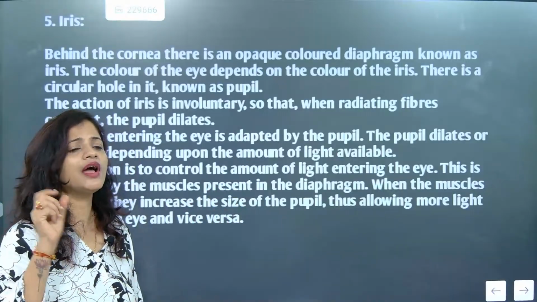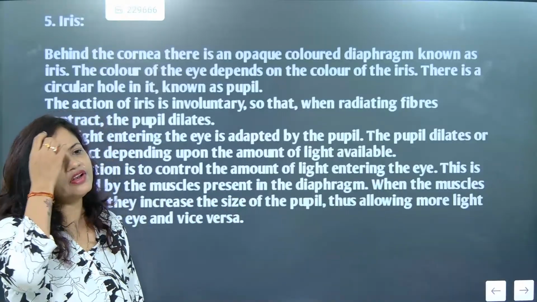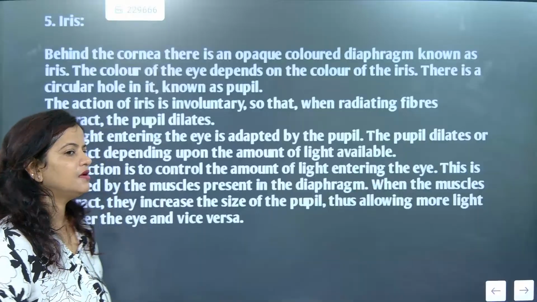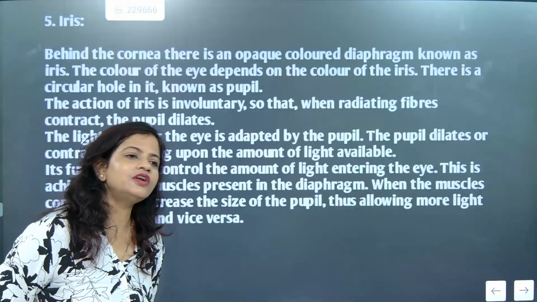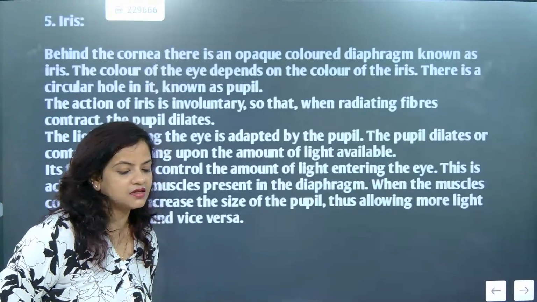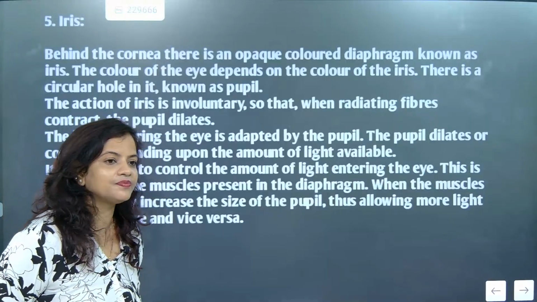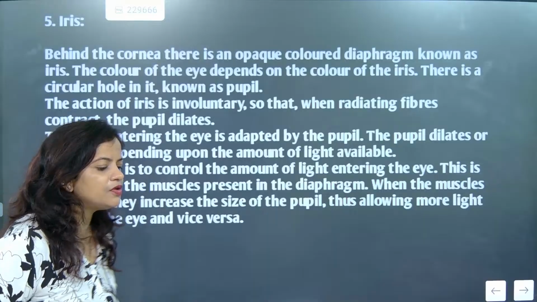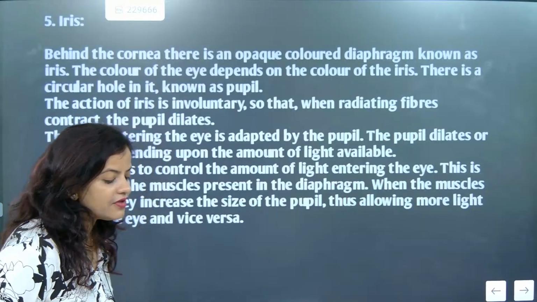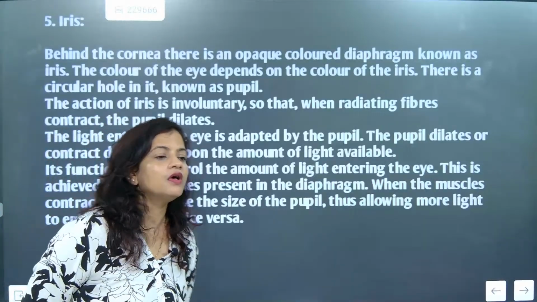So what will your iris do? Will it contract or will it relax? Jotham, will it contract or will it relax? Last time I'm asking. Will it contract or will it relax, Peter? Come on, children, you can do it. In a bright room, will it contract? Will it relax?